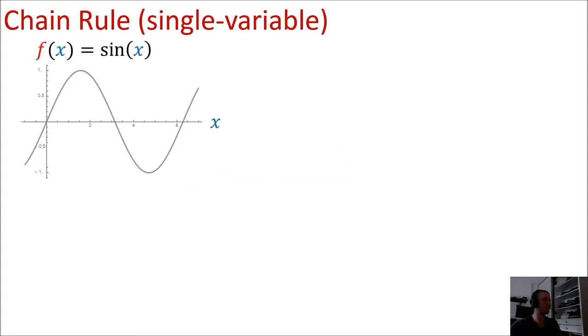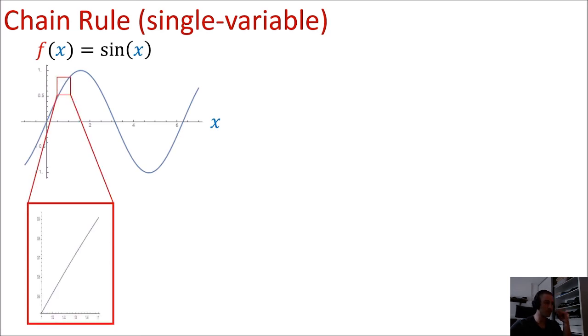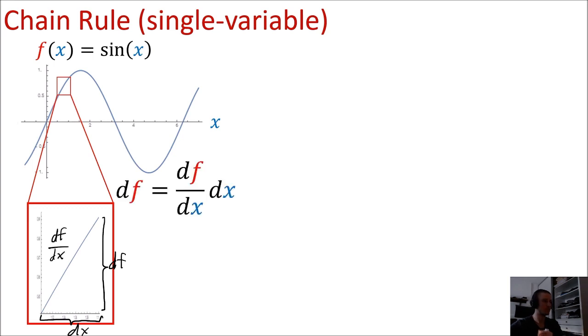If we have a single variable function, f of x, and we zoom in on a small region, then the function looks like a straight line. The height of this function is df, and it's equal to a small step in the x direction, dx, times the line's slope, which is the derivative df by dx. So we have the relationship df equals df by dx times dx.